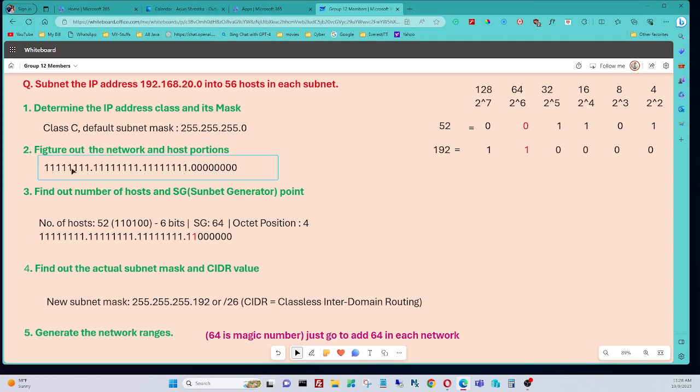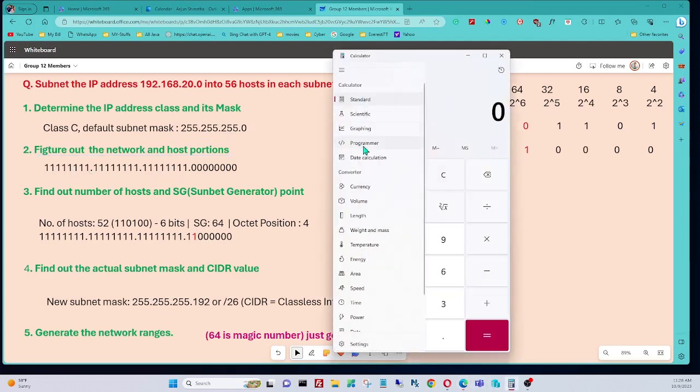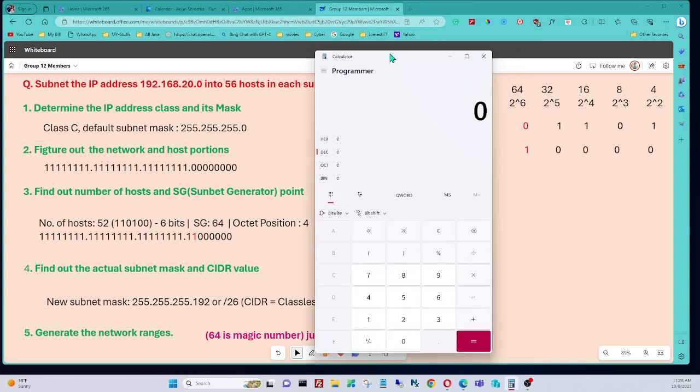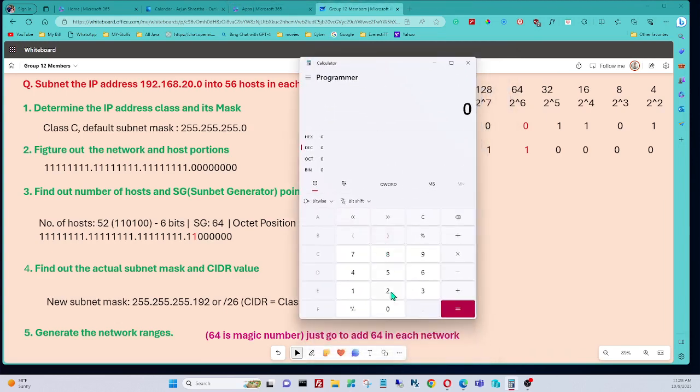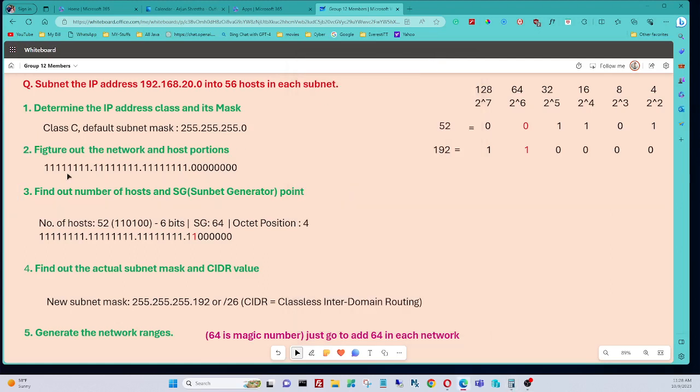If you don't know how this comes out, I can show you. Just go to the calculator in programmer mode, which is easy for figuring this out, and type 255. See here, 11111111, that is eight 1s. So 255 means eight 1s, and for 255.255.255 that is 8, 8, 8, 24 bits in total. This is the network portion, where the network bits are the ones we mark as one.